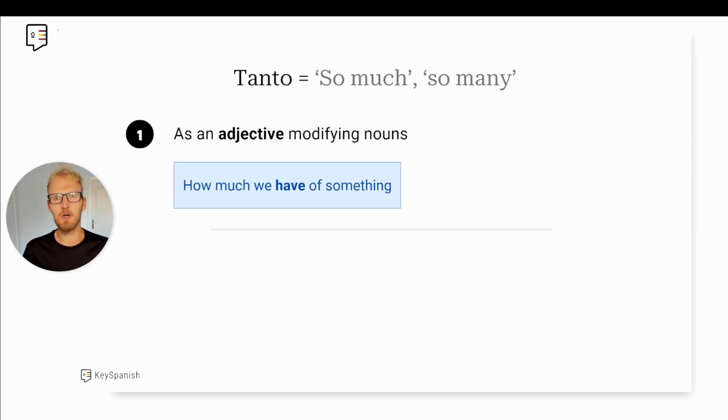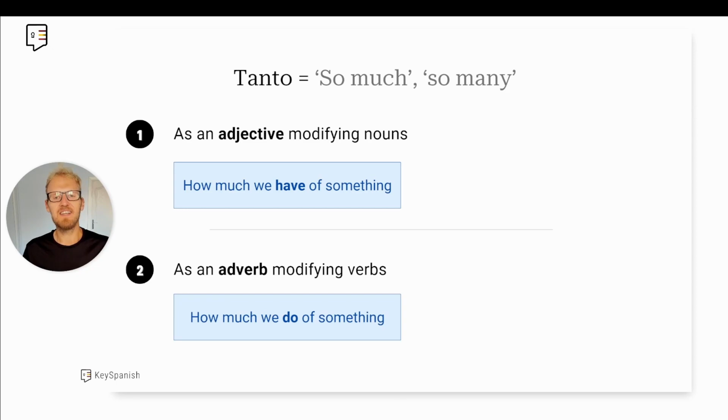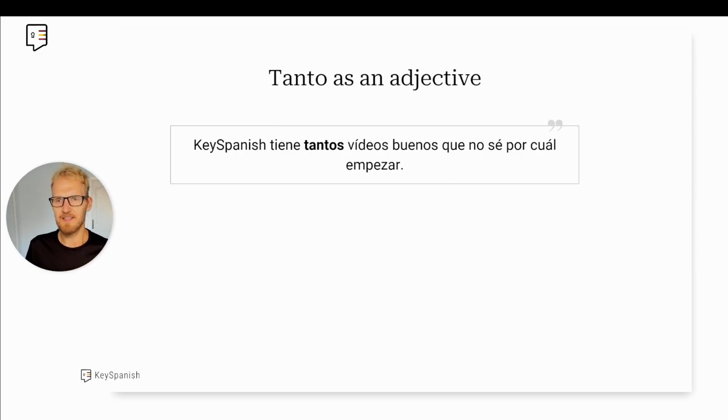You can think of it as so much, so many. And we can use it as an adjective that modifies nouns or as an adverb that modifies verbs. If you are confused by this terminology, do not worry. It's just that as an adjective, it's saying how much we have of something, the amount. And as an adverb, it tells us how much we do of something. Okay? So when it modifies nouns, it says how much we have of a thing. And with modifying verbs, how much we do of a thing.